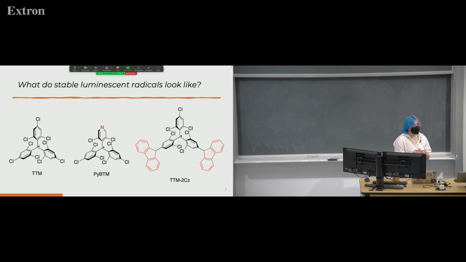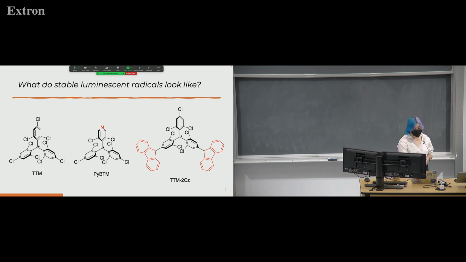And so this has been an established way of synthesizing more stable organic luminescent radicals, but our group is particularly interested in seeing what other ways we can make stable organic luminescent radicals. And so our group has thought about using a known stable organic radical structure and then incorporating a chromophore, which is a luminescent component, and seeing if that incorporation can get an overall luminescent radical.